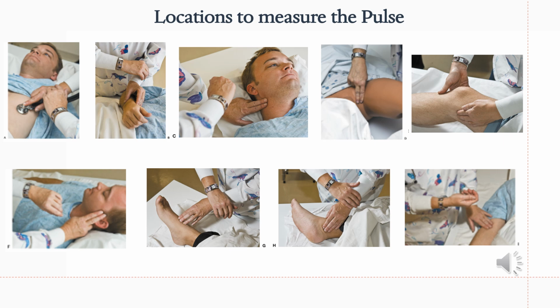Image D is the femoral. Image E is the popliteal behind the knee. Image F is the temporal, which is just in front of the ear. Image G is the dorsalis pedis, or pedal pulse, which is at the top of the foot. Image H is the posterior tibial pulse, which is the posterior part of the tibia. And image I is the brachial pulse, which is at the level of the elbow.